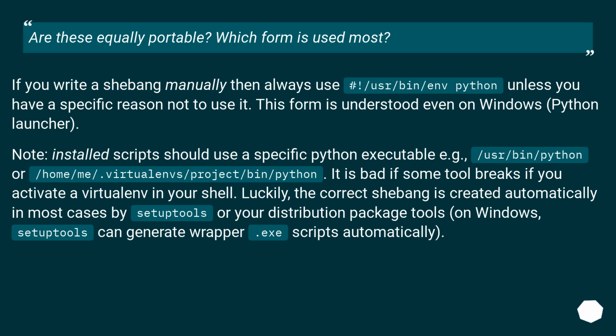Note, installed scripts should use a specific Python executable, for example /usr/bin/python or /home/me/.virtualenv/project/bin/python. It is bad if some tool breaks if you activate a virtualenv in your shell. Luckily, the correct shebang is created automatically in most cases by setuptools or your distribution package tools. On Windows, setuptools can generate wrapper .exe scripts automatically.